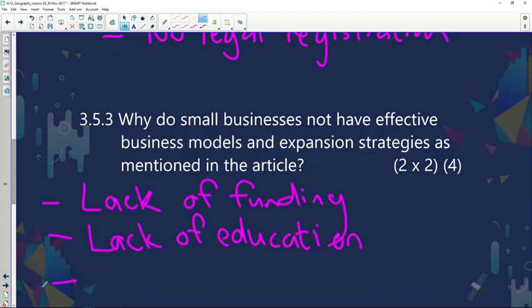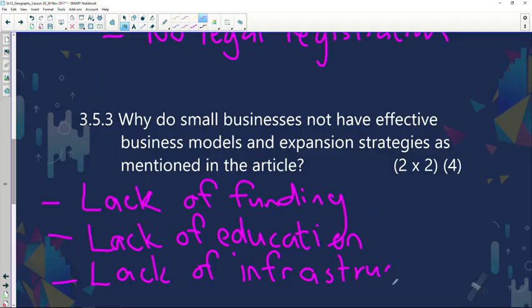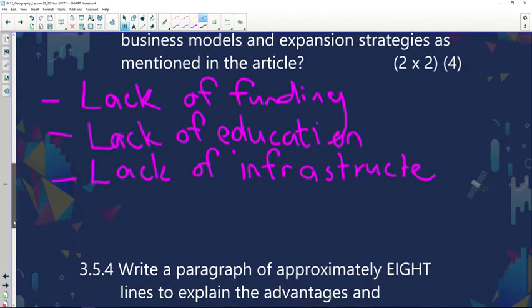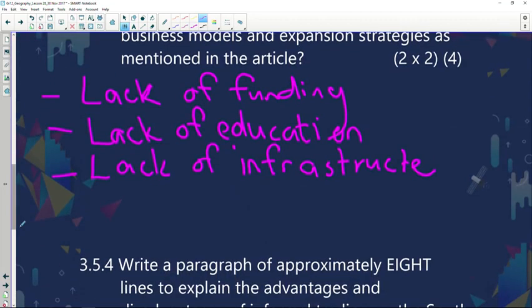And definitely, as you can see, they're basically situated next to the pavement, on the pavement, next to the road. So there's a lack of infrastructure. They don't have a shop, a retail space that they can use every single day. So they're going to be exposed to all the elements, harsh sunny conditions, as well as rain. Okay.